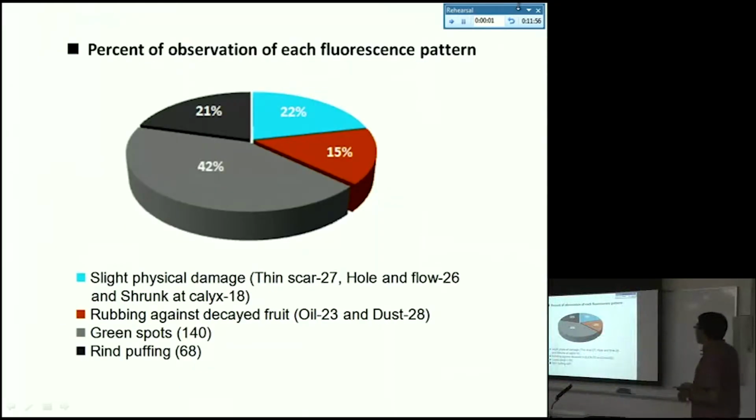And this is the percent of observation of each pattern, where we can see the green spots have the major contribution, and the slight physical damage and rain puffing both have about the same contribution, around 20%, and the lowest contribution is the rubbing against decayed fruit.